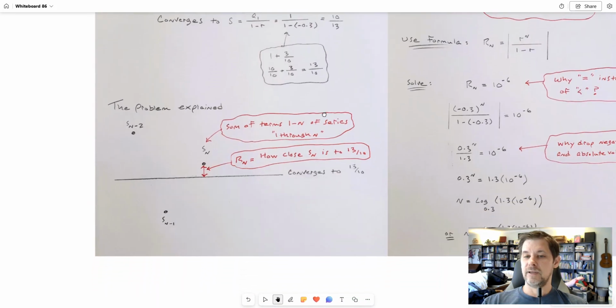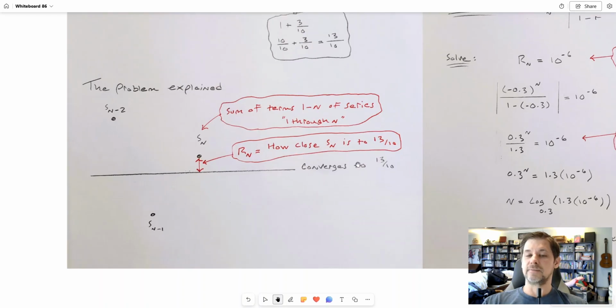Now, here's the way I would explain the problem in that context. So here's another graph kind of like the one over there. And I'm just saying S sub n minus 2, that's the sum of the first n minus 2 terms. S sub n minus 1 is the sum of the first n minus 1 terms. S sub n is the sum of the first n terms. And you see the same kind of pattern where the more terms I add, the closer the grand total gets to whatever the series converges to, 10 over 13 in this case. So the question is really asking about how close these partial sums are.